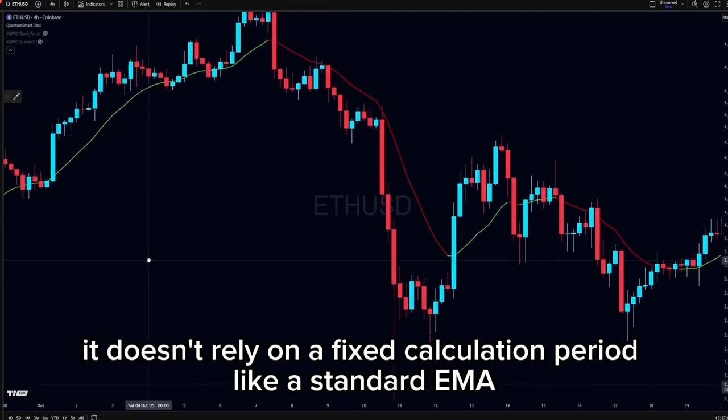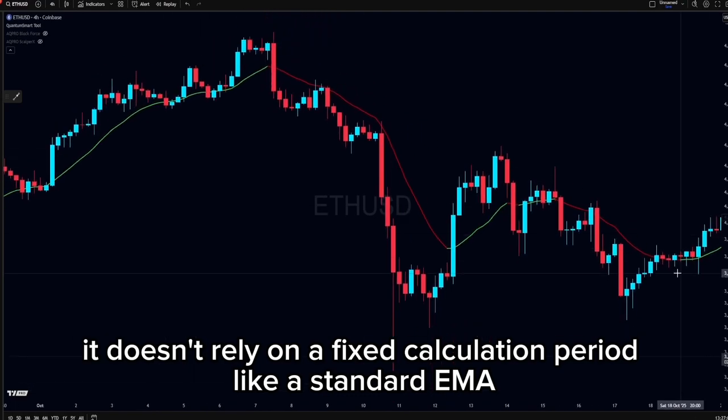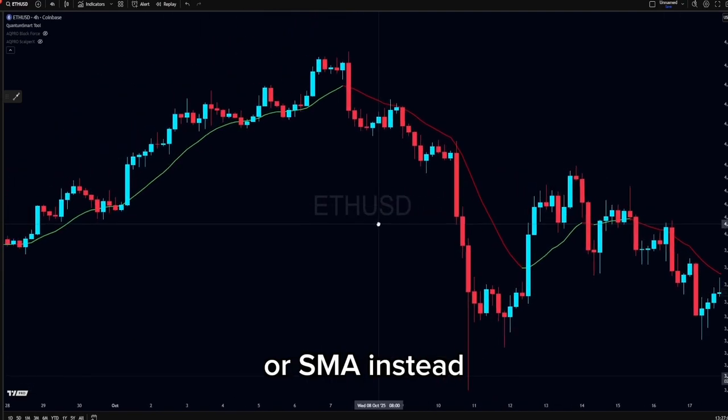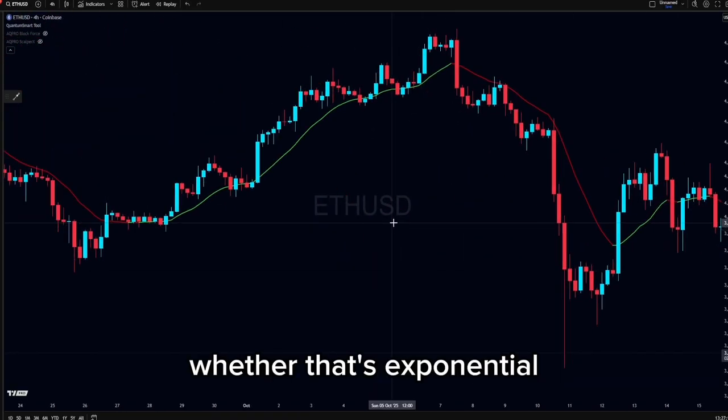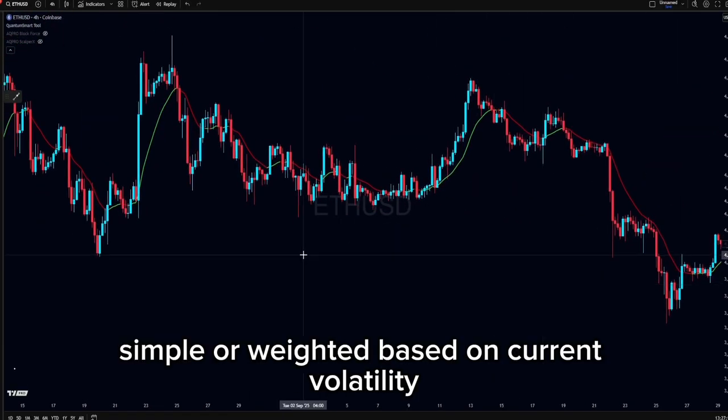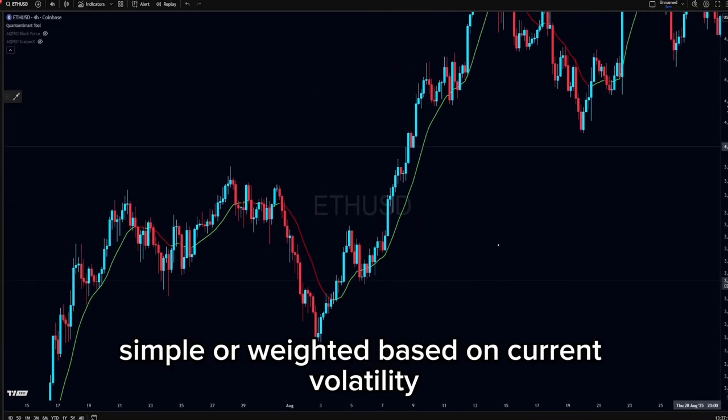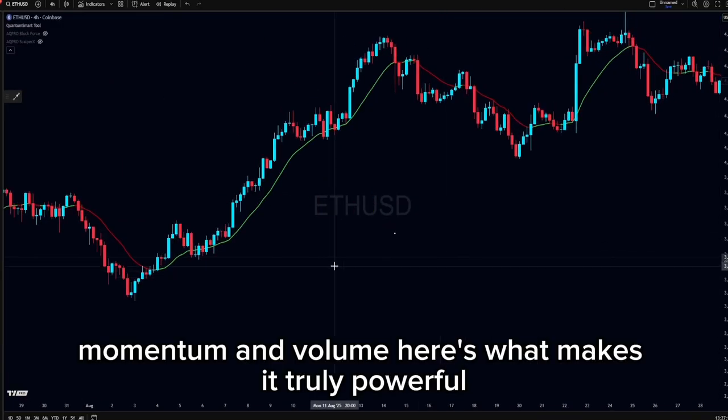It doesn't rely on a fixed calculation period like a standard EMA or SMA. Instead, it automatically determines the optimal period and type of moving average, whether that's exponential, simple, or weighted, based on current volatility, momentum, and volume.